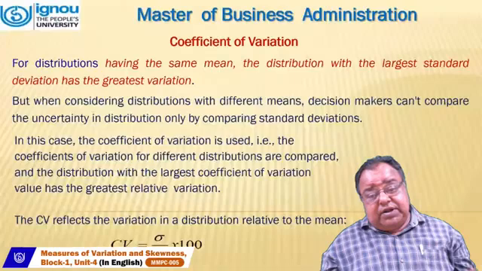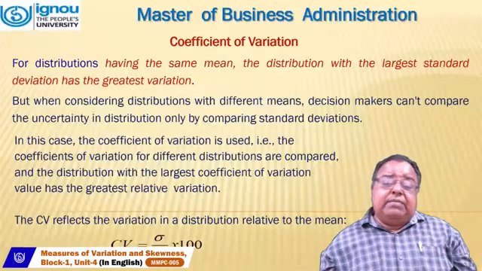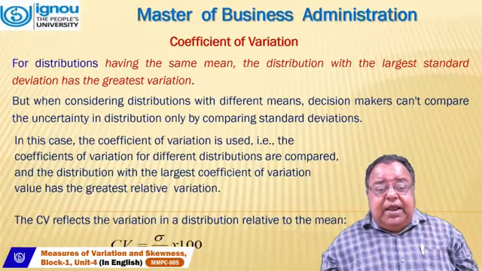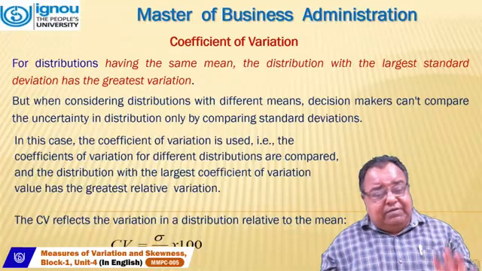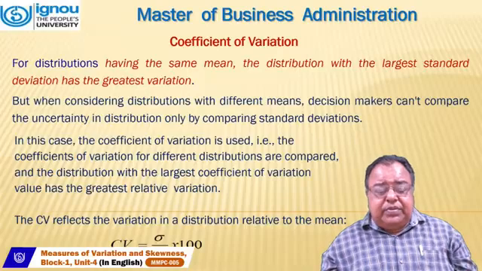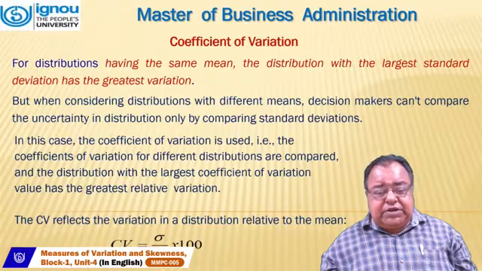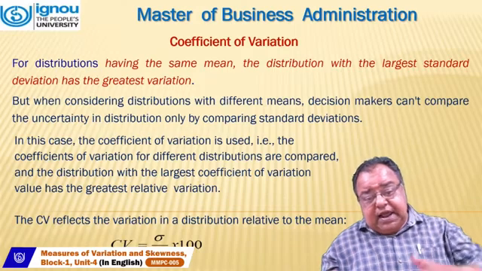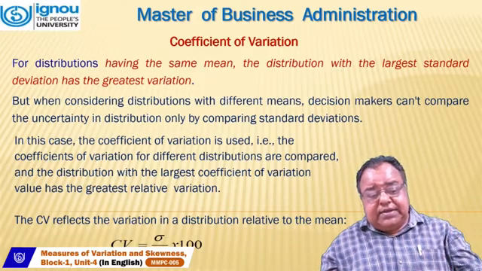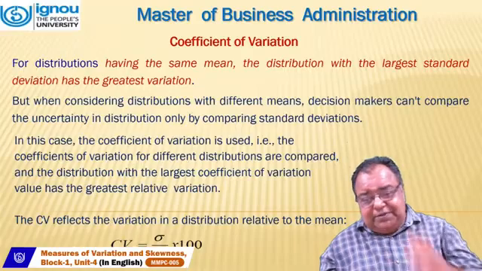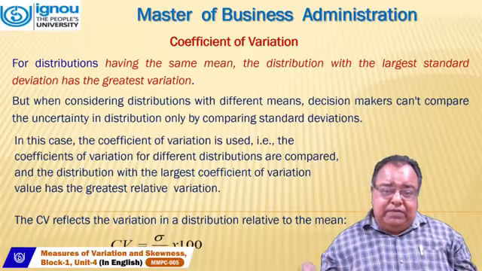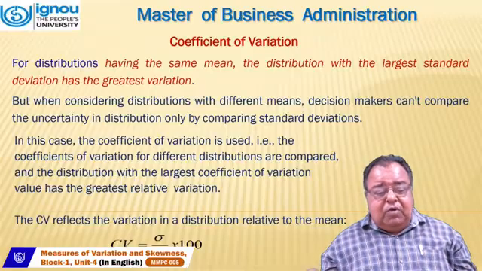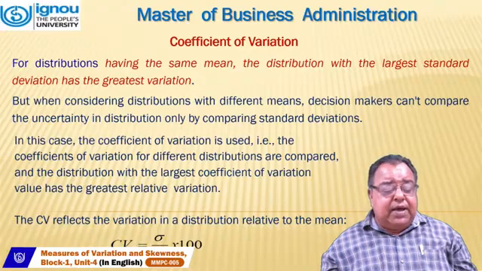But when considering distributions with different means, decision makers can't compare the uncertainty in distributions only by comparing standard deviations. In this case, the coefficient of variation is used. That is, the coefficient of variation for different distributions is compared, and the distribution with the largest coefficient of variation has the greatest relative variation. Now the question arises, how will we evaluate the coefficient of variation? It is denoted by CV, which is equal to sigma divided by X bar, times 100.